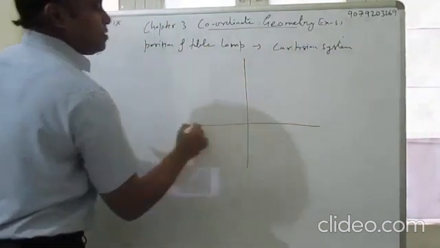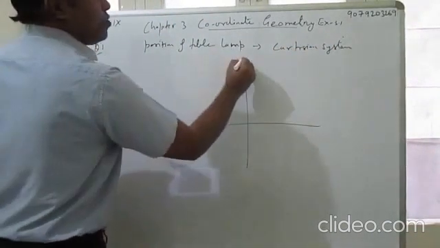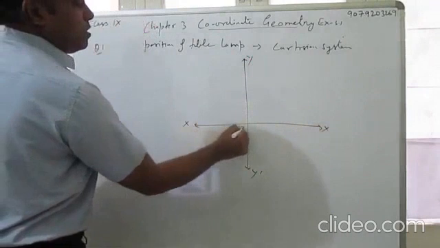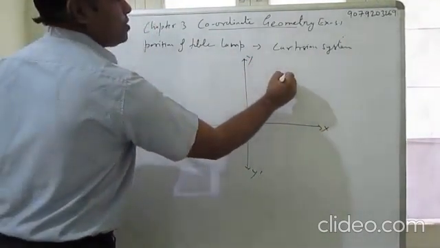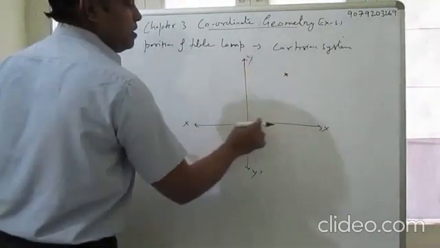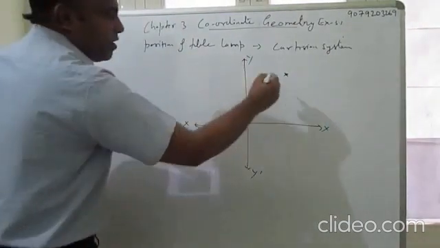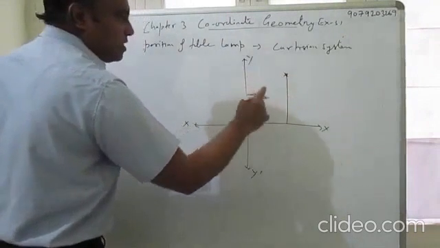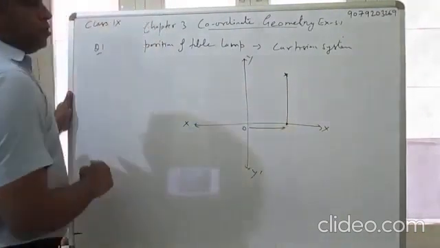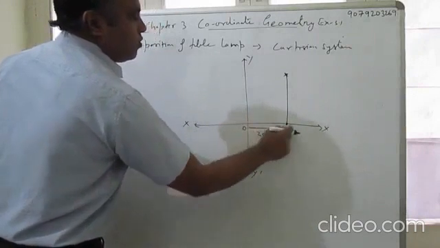So this is our table. The lamp can be anywhere, in any quadrant. So I will take a table lamp here in the first quadrant. If it is placed here, how will you decide the position? We see how far it is from the x axis and how far from the y axis. So you draw a perpendicular line to the x axis downward. This is the distance from the x axis. Suppose it is 20 centimeter.